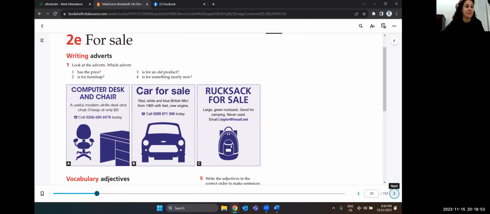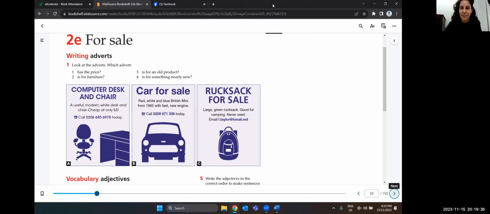Which one is for furniture? A? Yeah. So remember we did furniture earlier in the week because we looked at rooms and talking about what we see, furniture. So chair and desk, they are objects, they are furniture. Which one is for an old product? An old object. The car. Yeah, 1965. That's pretty old. And is something nearly new? C, because it says never used. That means they never used it.